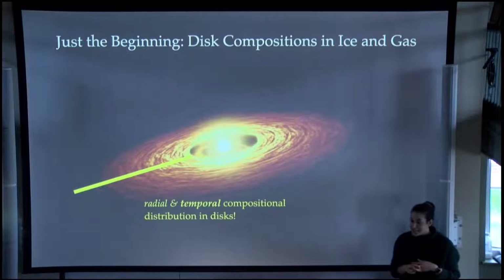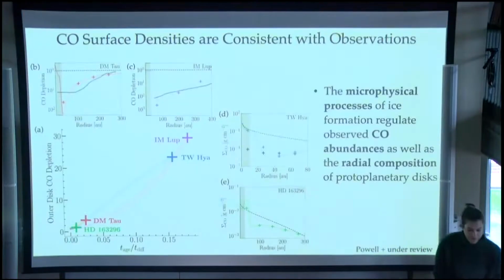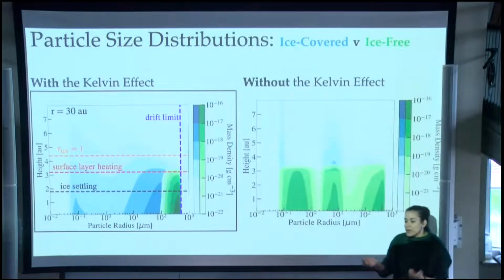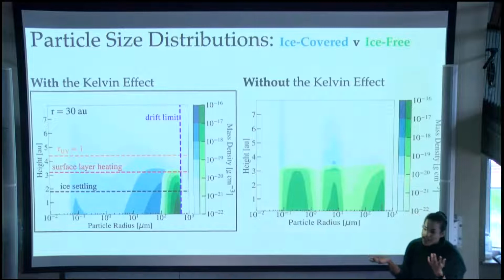Sorry, I had a question. Sorry if I missed this, but what sets up the initial grain size distribution of dust grains? And are you saying that this ice formation is affecting that, or is it just affecting the position of the grains?